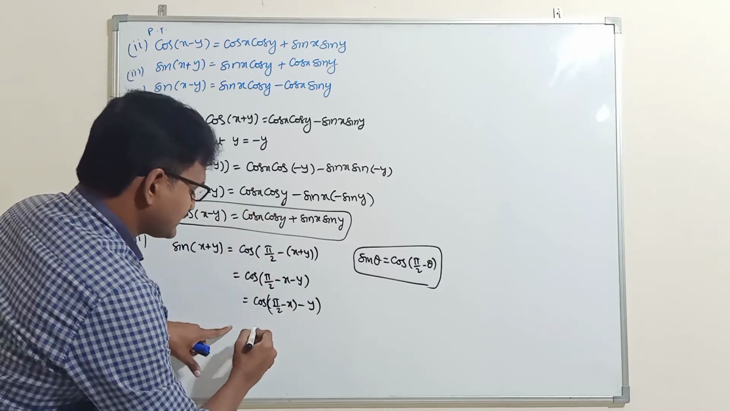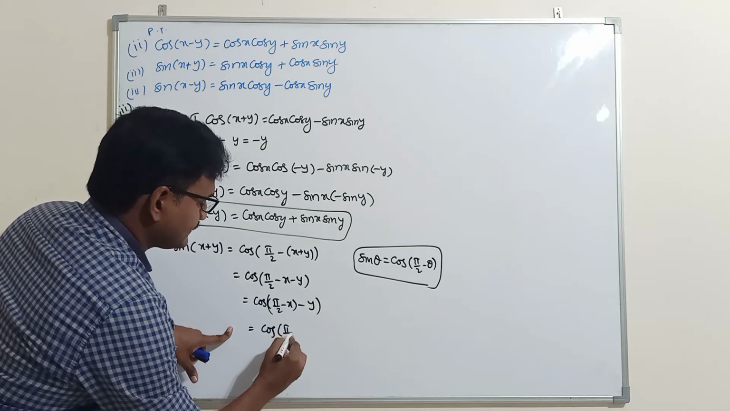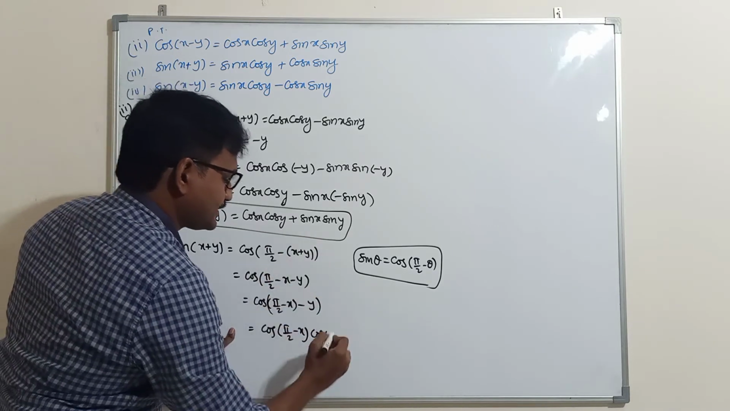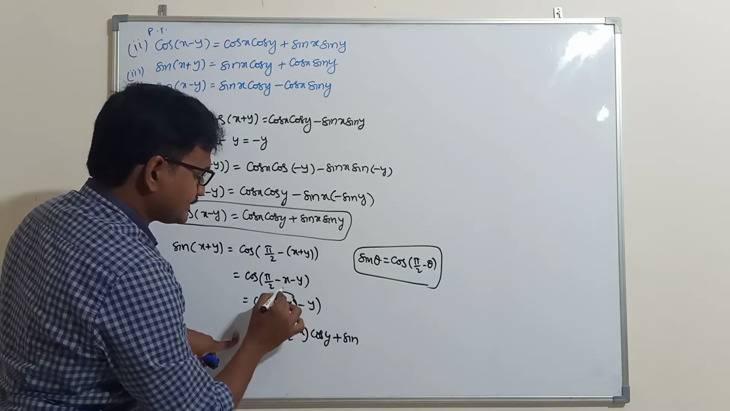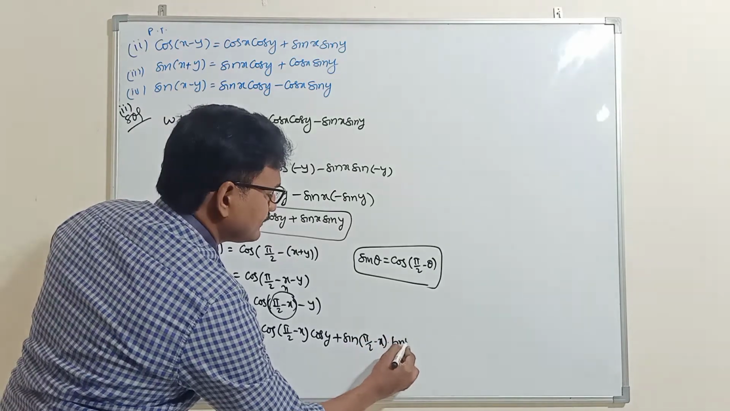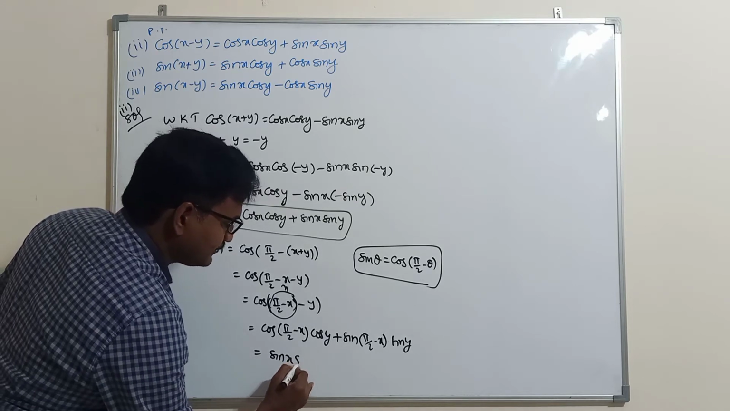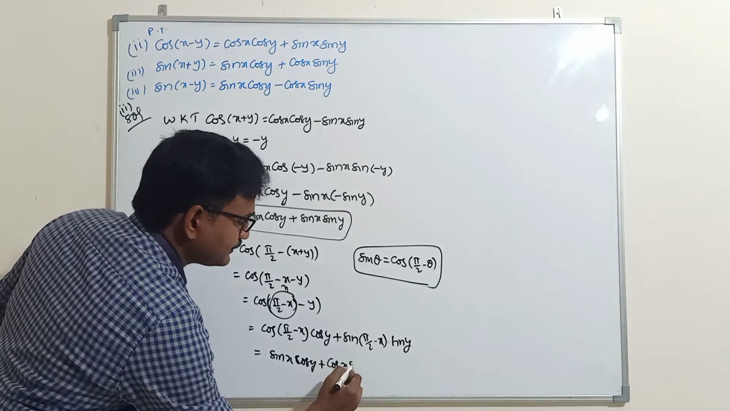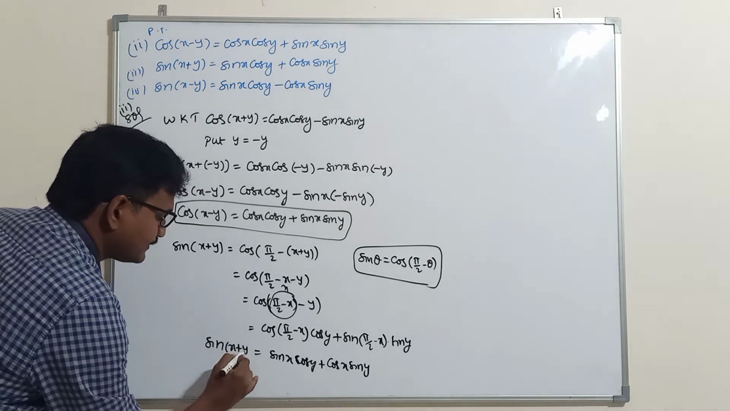Now this is in the form of cos of x minus y. Assume this as x, this as y: cos x into cos y plus sin x into sin y. Here sin x means sin of 90 minus x into sin y. We know cos of 90 minus x is sin x, so sin x into cos y plus cos x into sin y. So this is the value of sin of x plus y.